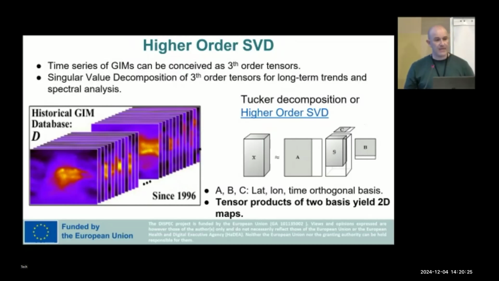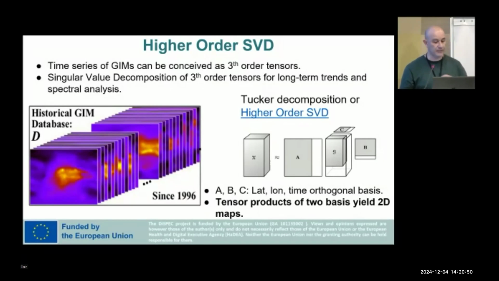If you have many images, the usual procedure is to vectorize each image. So you build up a matrix where each column is a GIM, a global ionospheric map, and then you do singular value decomposition, and you get a basis of the time evolution and then a basis of space. But because you have squeezed each GIM, the spatial structures are somehow modified in this case.